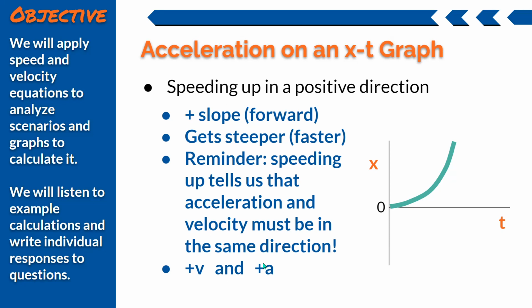Okay, so this is an example of a graph with both positive velocity and positive acceleration. And I know my acceleration is positive because I know this is moving forward, positive slope, and I know it's speeding up. And if it's speeding up, they have to have the same sign. Okay, so that's how I know the sign here. All right, let's look at the next type of graph. Oh, by the way, it doesn't have to start at the origin. This would also be an example of something speeding up in a positive direction. Okay, it still follows the same rules. It still has a positive slope that gets steeper.